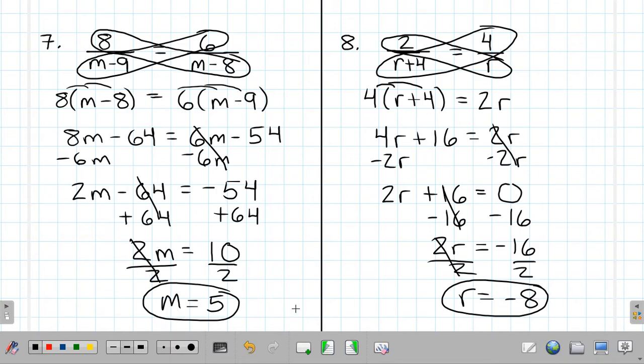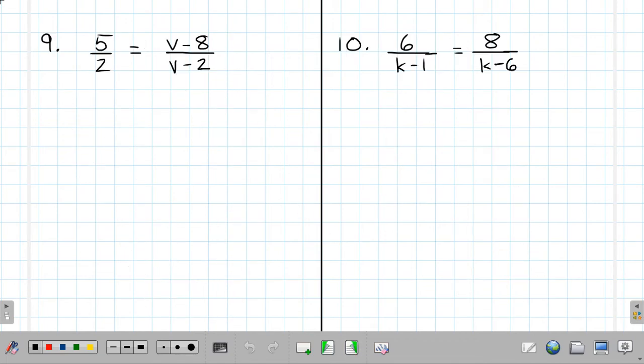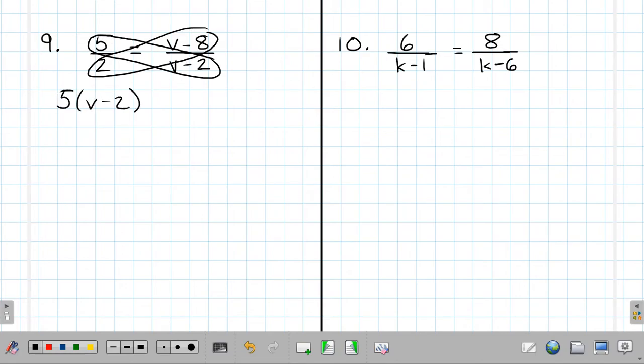So once again, very repetitious, but that's kind of a good thing in math because every single one of these equations we solve the exact same way. So cross multiply here, cross multiply here. 5 times v minus 2 is equal to 2 times v minus 8. And then same steps. Let's distribute.